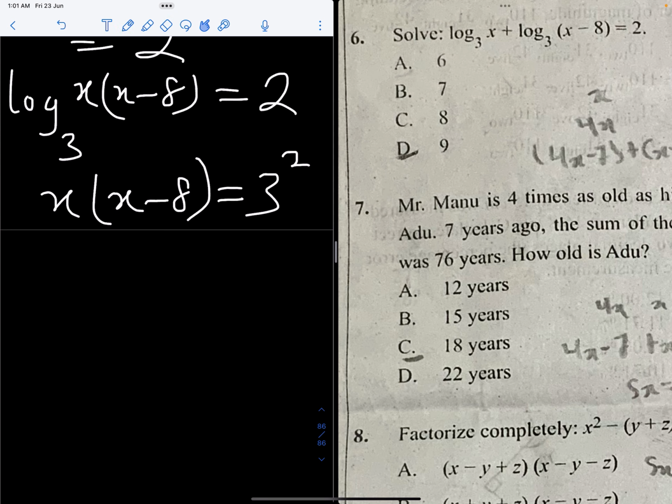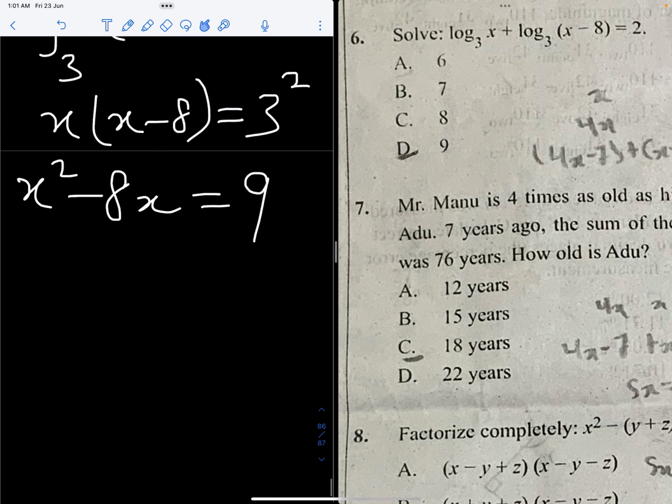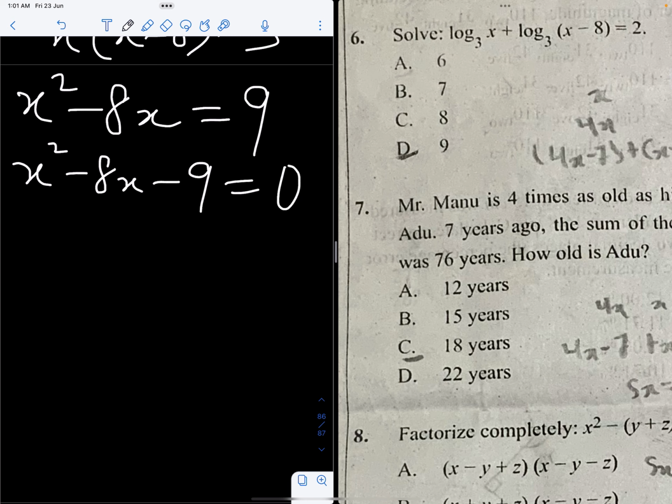Now we go to the next. We can expand the brackets on the left hand side, and that means x squared minus 8x equals 9. 3 squared is 9, which means x squared minus 8x minus 9 equals 0.